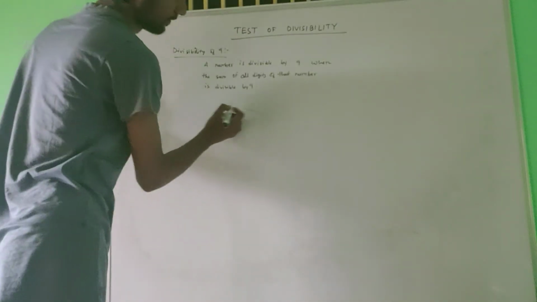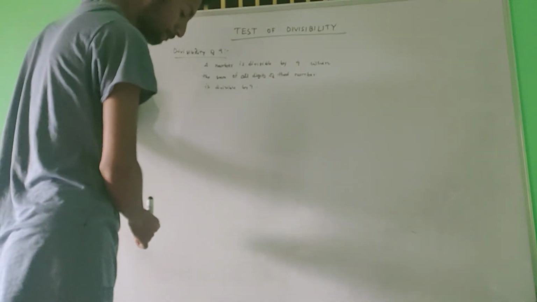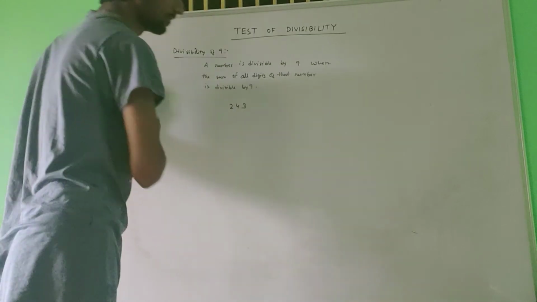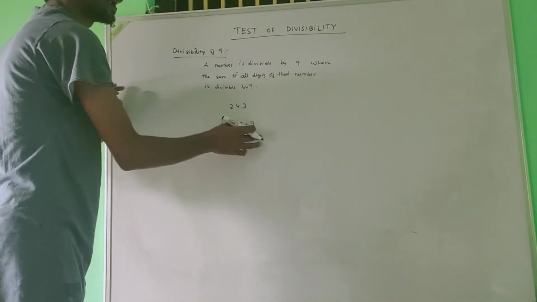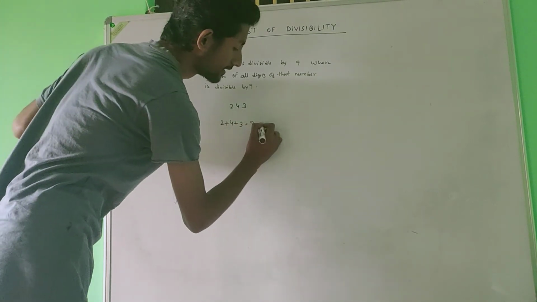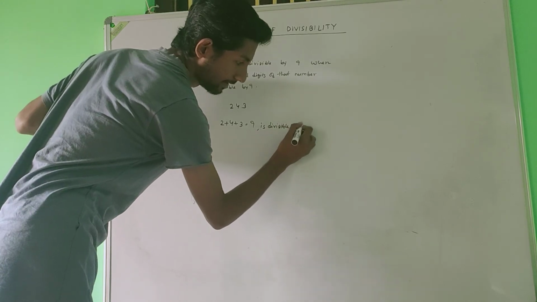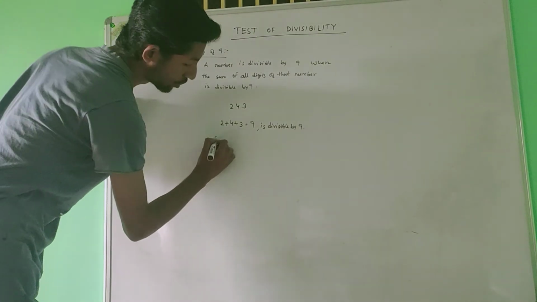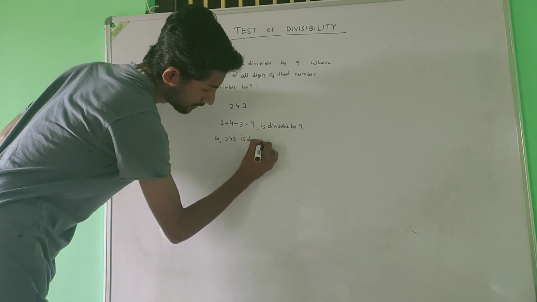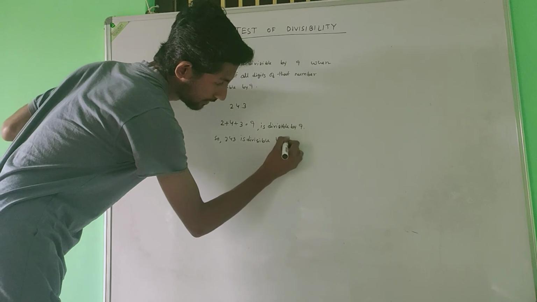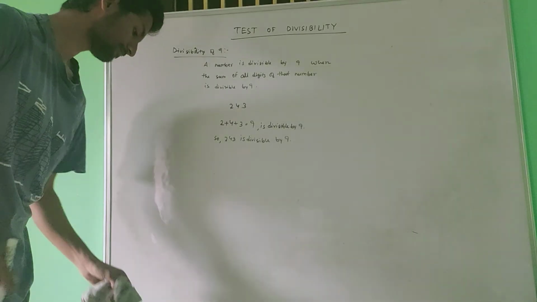So first we will write here one question, which is you can take 243. Now add them: 2 plus 4 plus 3, which is 9. And 9 is divisible by 9. So we can write, 243 is divisible by 9. Okay, I think it's clear, everyone.